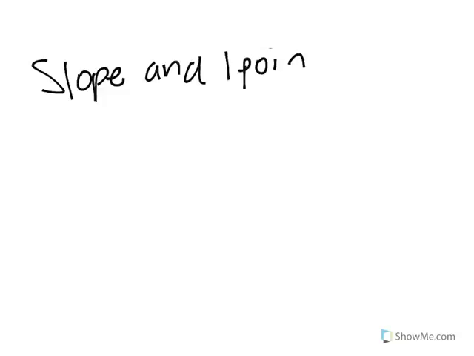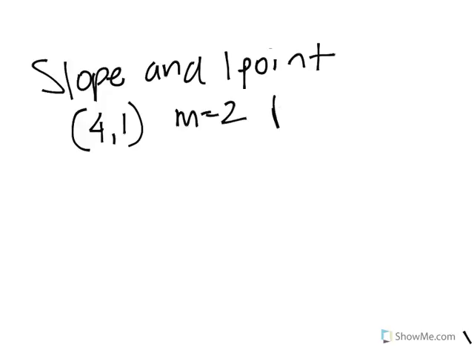Or you'll be given a slope problem. In slope problems, you will either be given the slope and 1 point, which will look something like this. The question will look something like this. They'll give you (4, 1), they'll give you m equals 2, and then you have to find the equation. Okay, that's the first type.